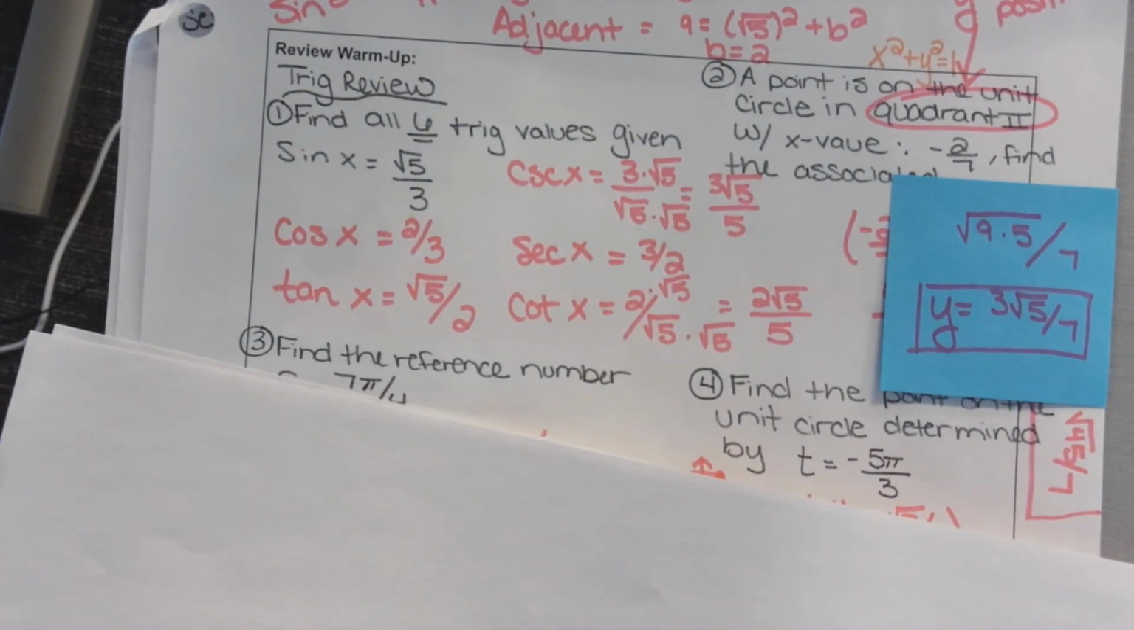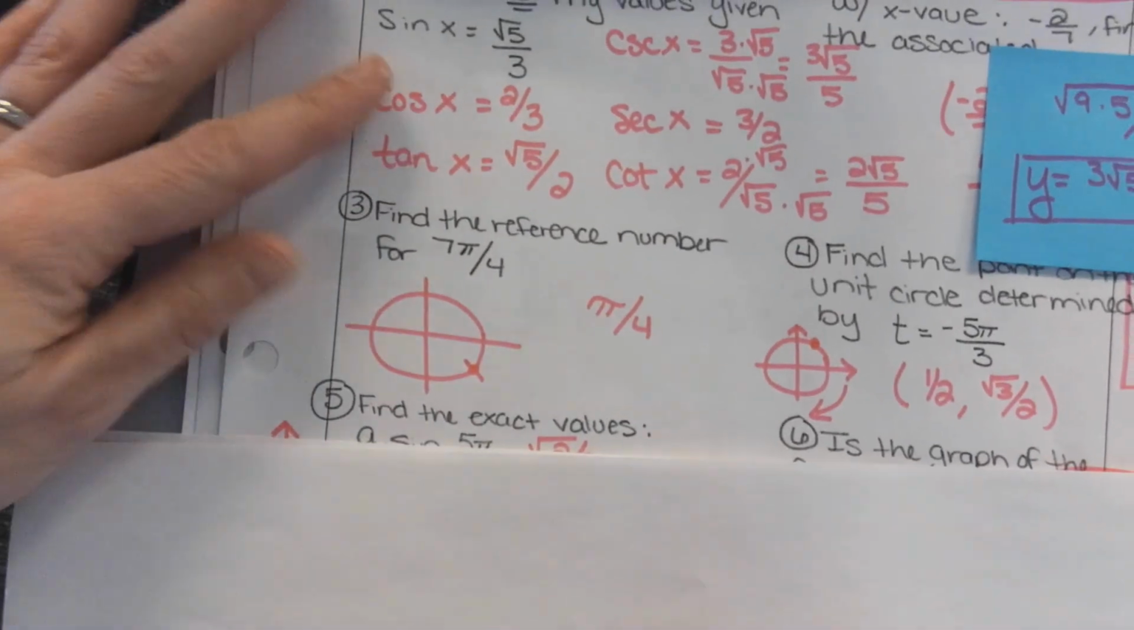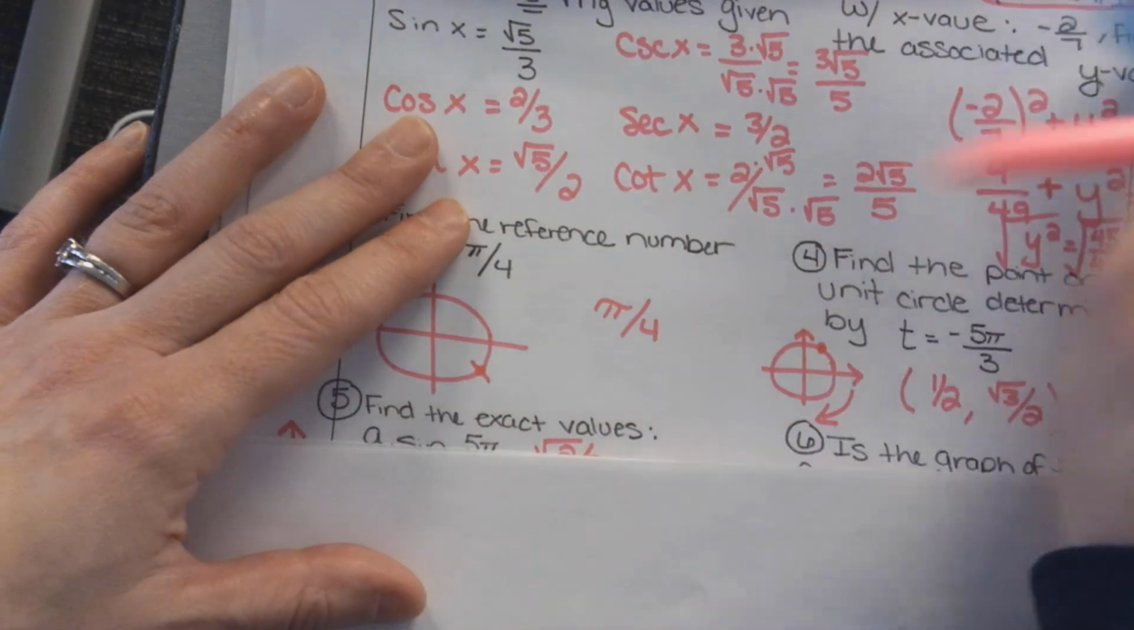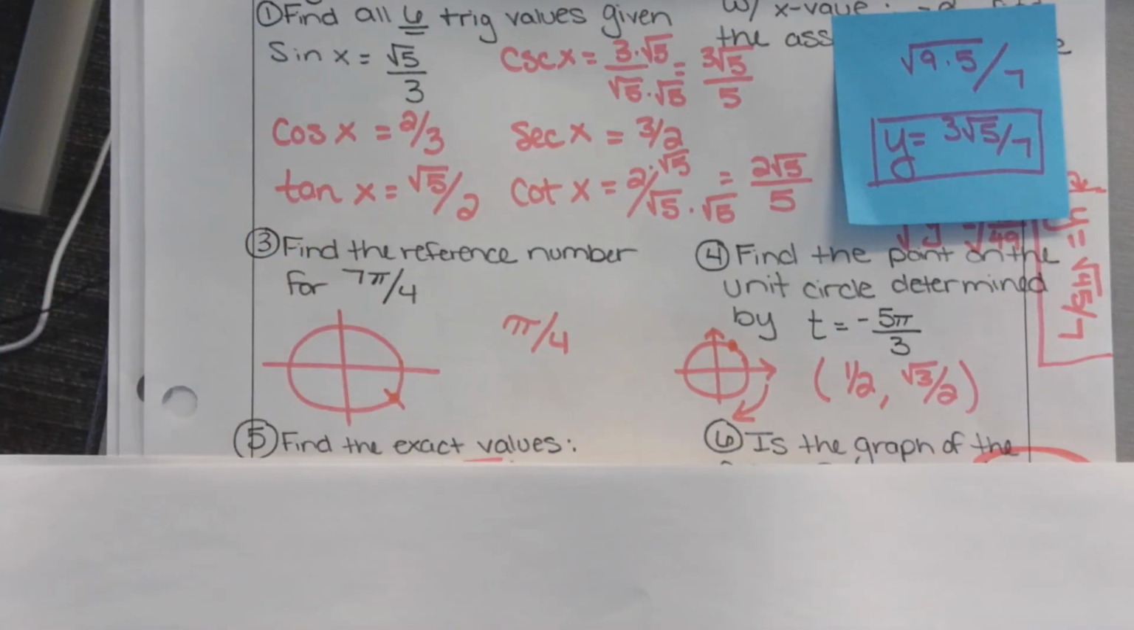Questions on 1 or 2 before we move? We're good? Make sure you draw yourself a unit circle if that would help you on the exam. The other thing you could do, instead of drawing the whole unit circle, if you don't have quite that much space to budget, remember you could always draw just quadrant 1 of the unit circle and then think about your reflections.